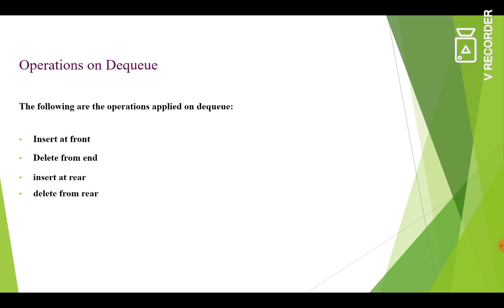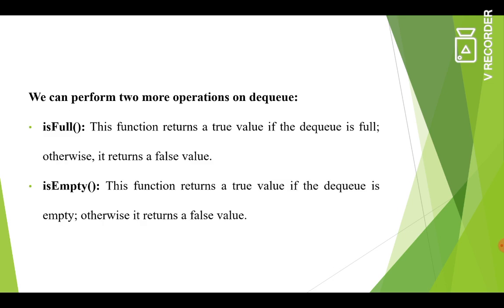The operations on DQ. You can perform several operations on the DQ data structure. They are insert at front, delete from front, insert at rear, delete from rear. The DQ data structure supports two more functions. One is isFull, the other one is isEmpty. The meanings of isFull and isEmpty are the same as in the queue data structure.